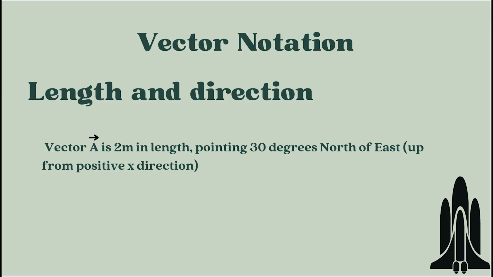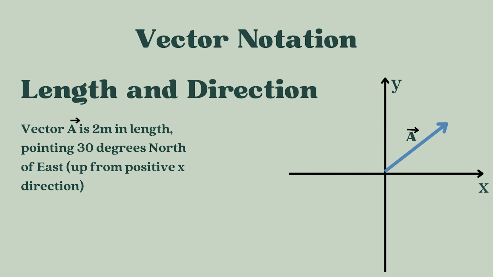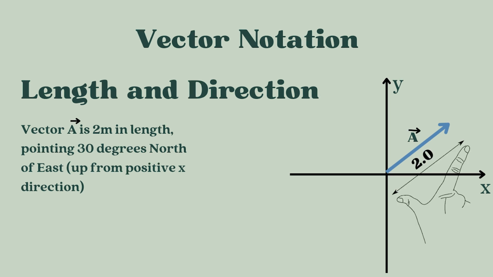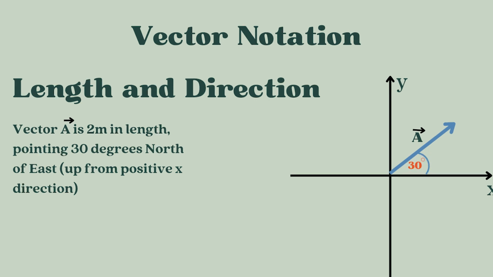So I can give you a vector in this form. I can tell you that vector A is 2 meters in length and it is pointing 30 degrees north of east. I've given you magnitude, 2 meters, and direction with this angle. So that's full information, all that you need to know about a vector. So this would be the vector. It will be 2 meters in length and this would be the angle that it will make with respect to x. Okay, this is up from positive x direction, so north of east. East is positive x direction.